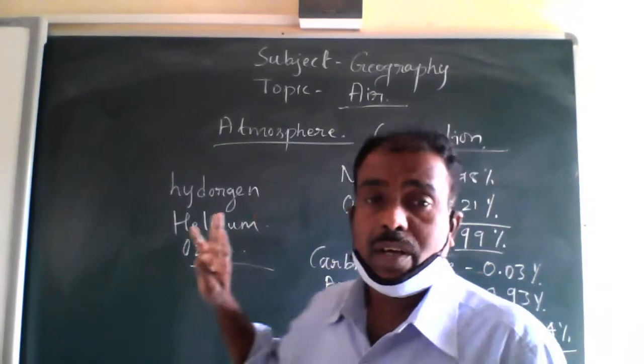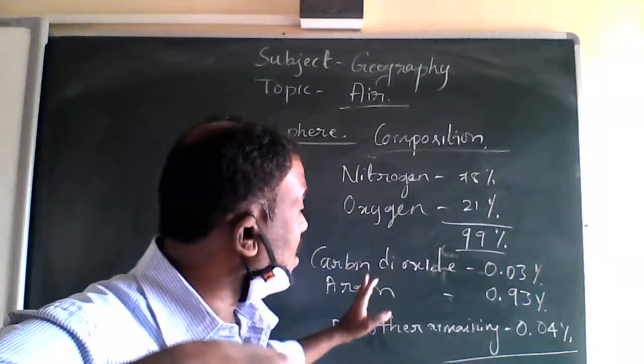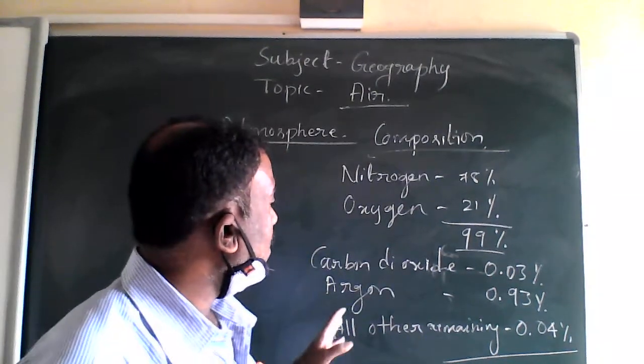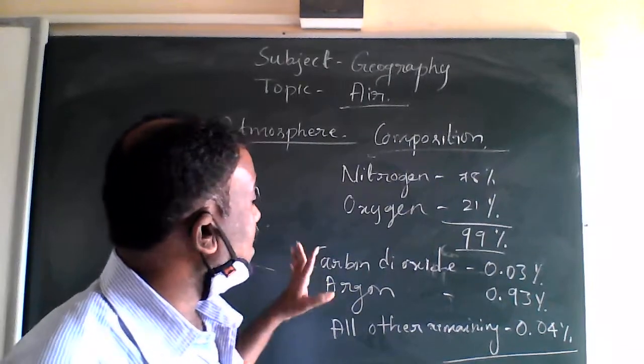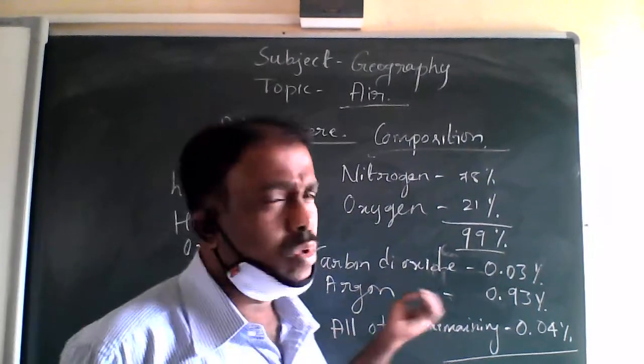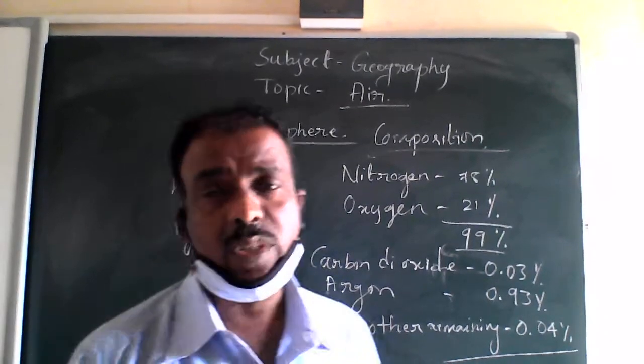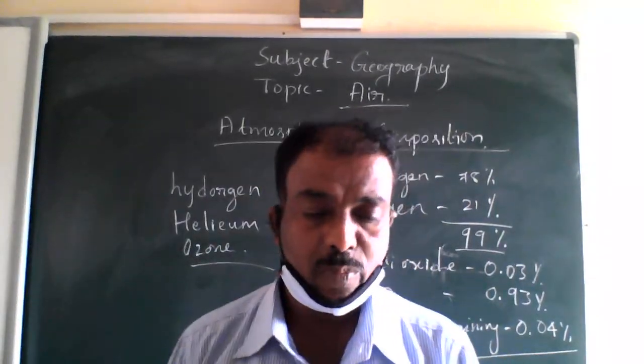99% went there, children. In the remaining 1%, the highest is argon, that is about 0.93, and the carbon dioxide 0.03, and all the others put together, hydrogen, helium, ozone, so on, only 0.04%.